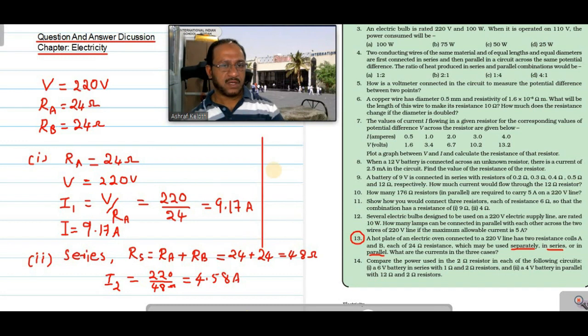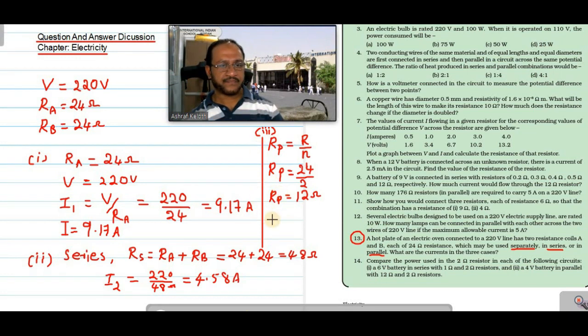Now case 3, both of them are connected in parallel. If both have the same magnitude, the net resistance Rp is equal to R by N. If resistors of the same magnitude are connected in parallel, we can use the simplified equation R by N. R is the value of one resistor, that is 24. N is the number, here 2 are connected in parallel. So the total resistance of this combination will be Rp equal to 12 ohm only. Then what will be the current in the third case?